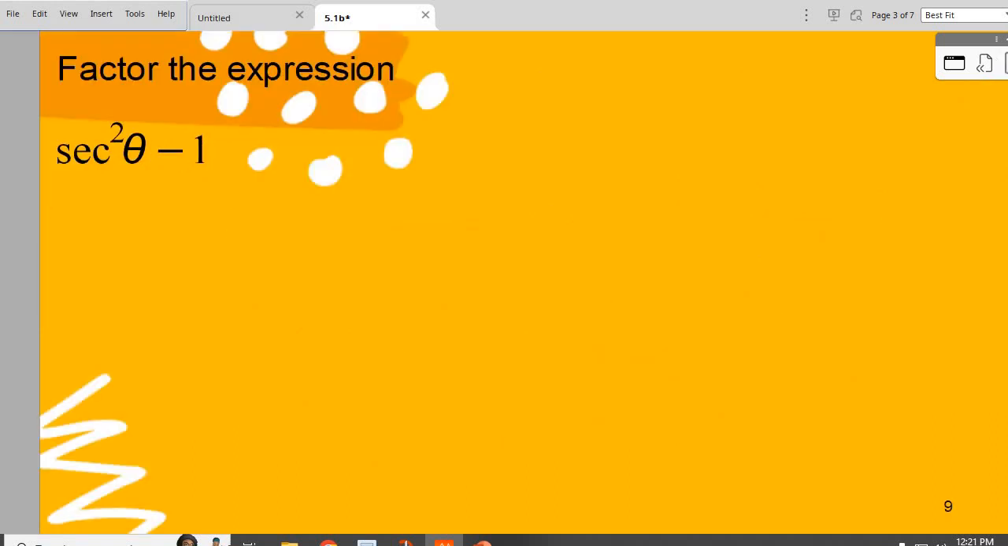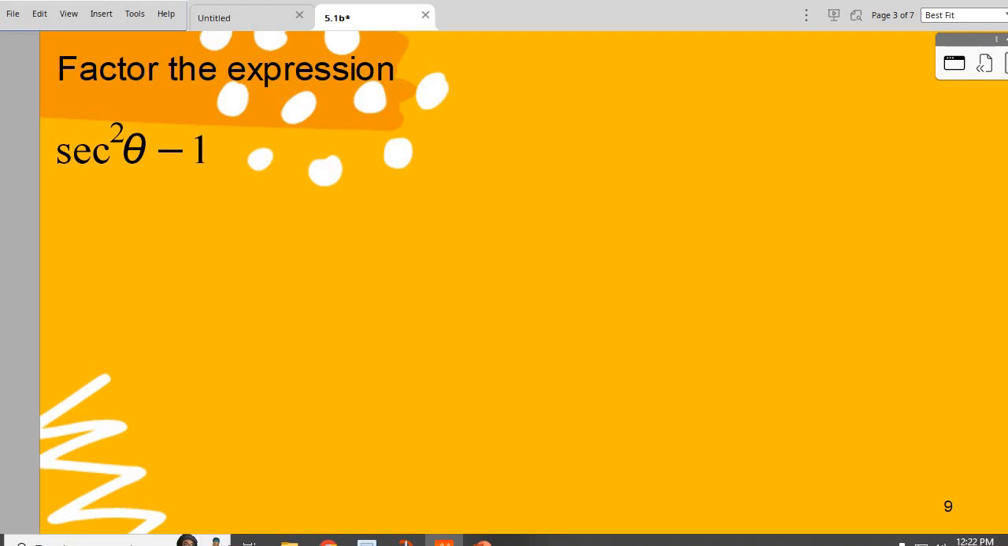Alright. So this one asks us to factor. What do we have here? What's our first expression? Secant squared. Alright, what's our second expression? -1. Alright, it asks us to factor that. Agreed? We have a binomial. So let's go back to the beginning of the year when we talked about factoring. What are our two options when we have a binomial? Or sorry, there's technically three options.